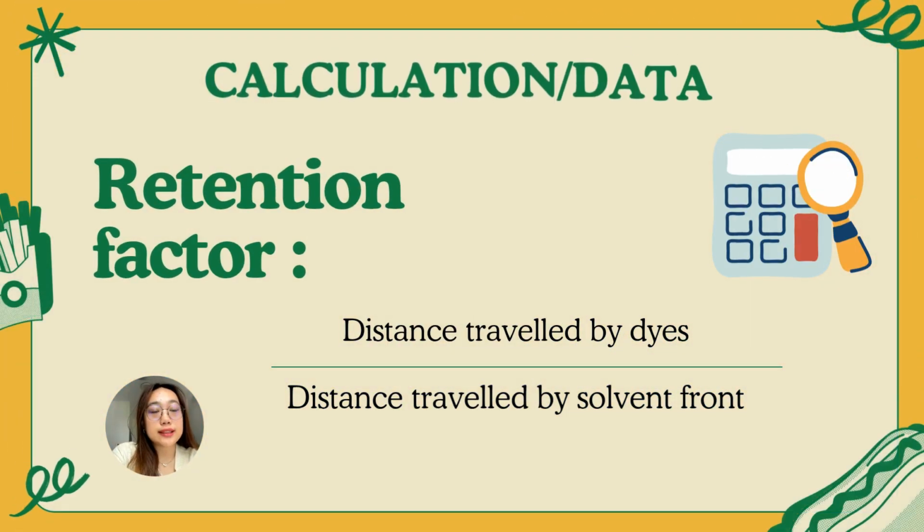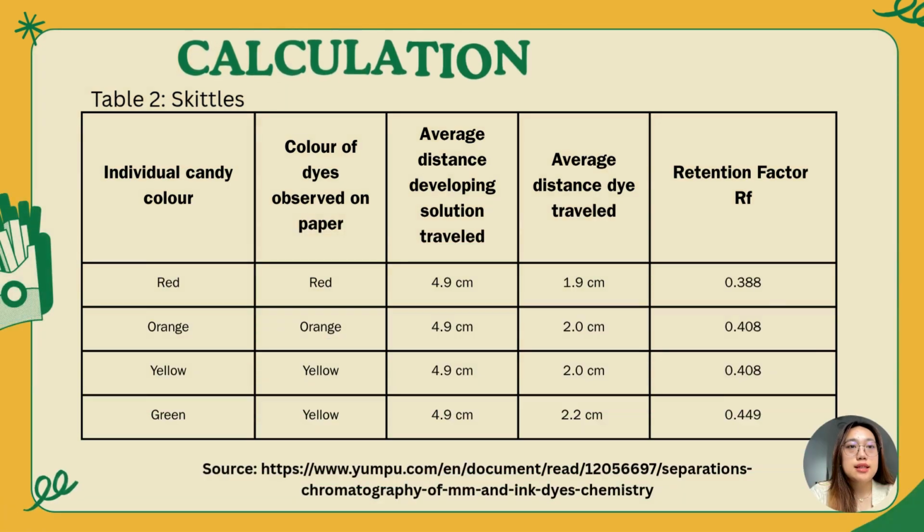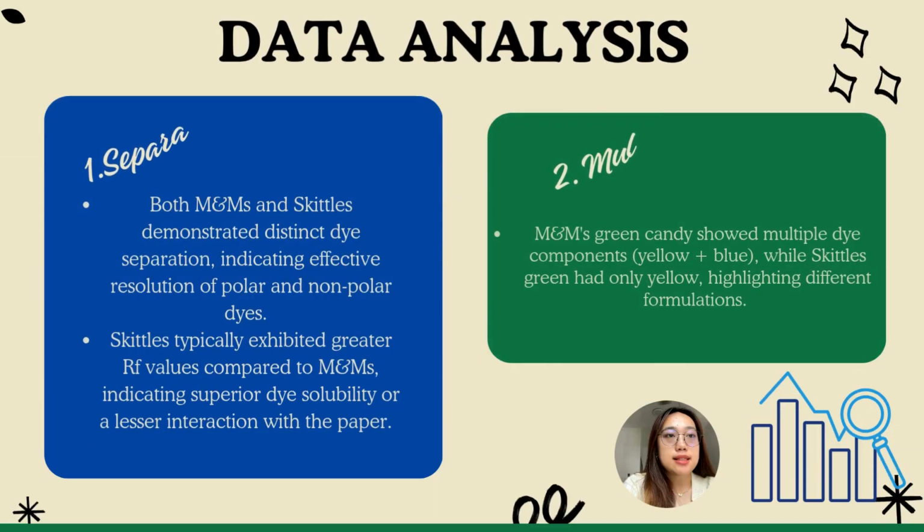For retention factor, this is the formula that we have used to calculate the RF, which is the distance traveled by the dyes divided by the distance traveled by the solvent front. This is the data for Table 1, which is for NMN candy. This is the data for Table 2, which is Skittles. This is the data analysis.